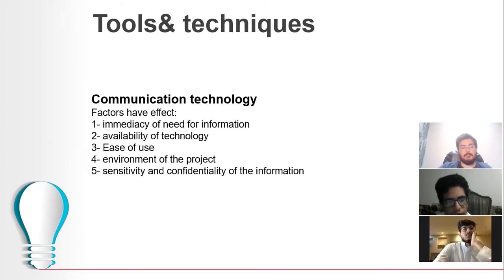Now we have communication technology. There are factors that have an effect. For example, the immediacy of need for information. Sometimes we need information right now, so this would affect the communication. Second, we have availability of technology. Third, ease of use. Fourth, we have the environment of the project. Fifth, we have the sensitivity and confidentiality of the information. Next.